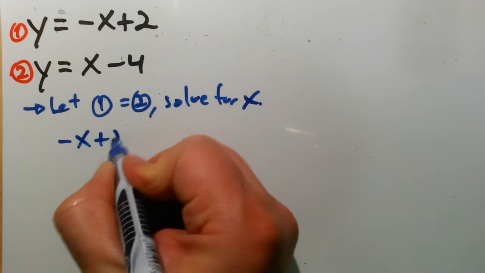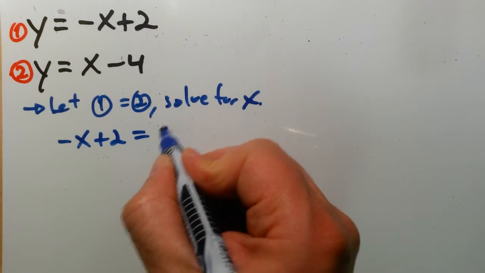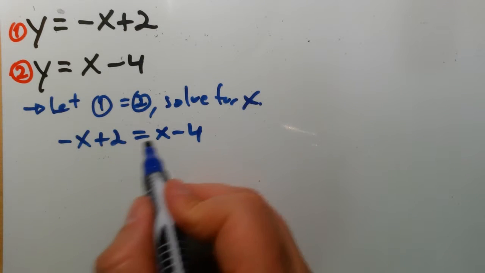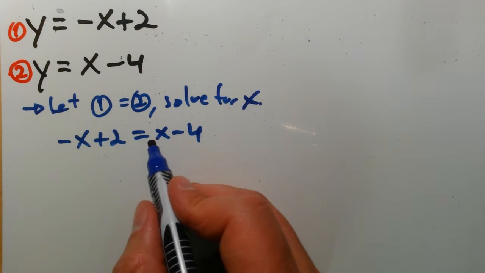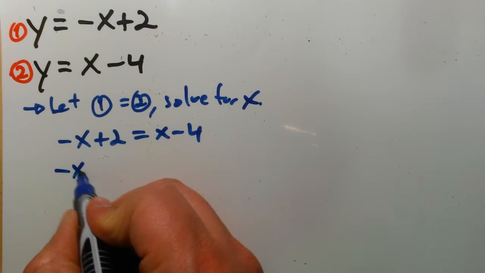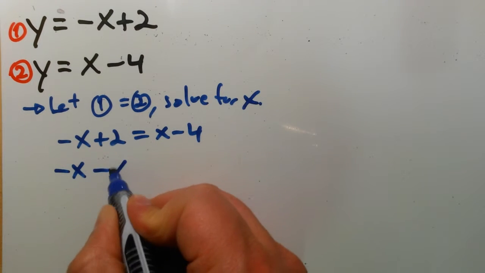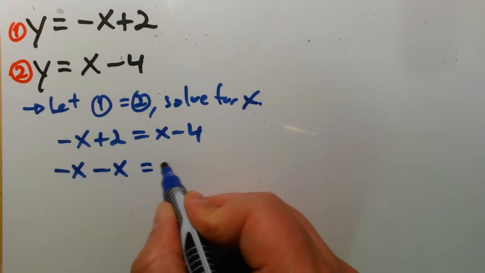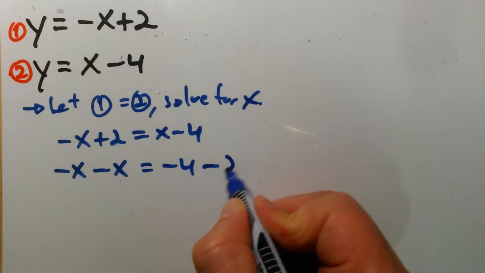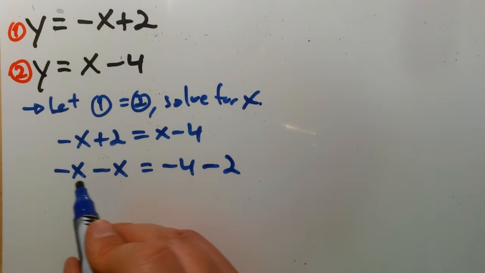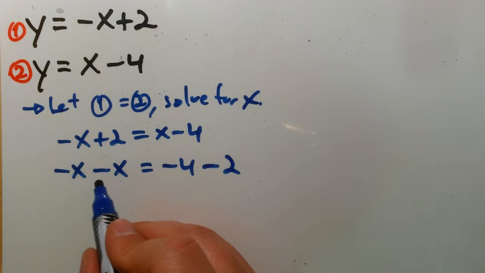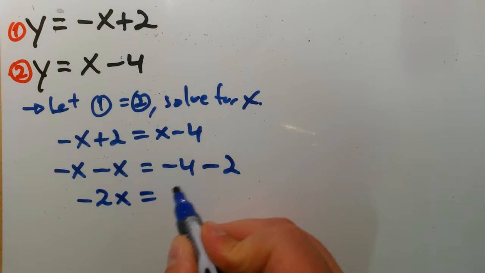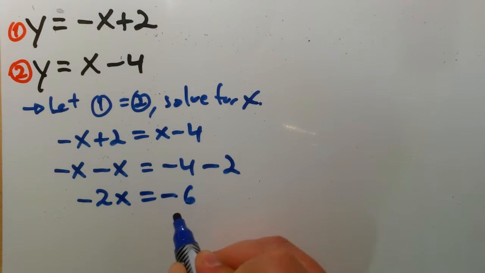Negative x plus 2, which happens to be equation 1, equals x minus 4. Now let's put all the x's on one side of the equal sign. So we have minus x. Let's move this x to the other side. It becomes minus x. The positive 2, when we move to the other side, becomes negative 2, and the negative 4 remains there. So minus x becomes minus 2x, and here we have minus 6.